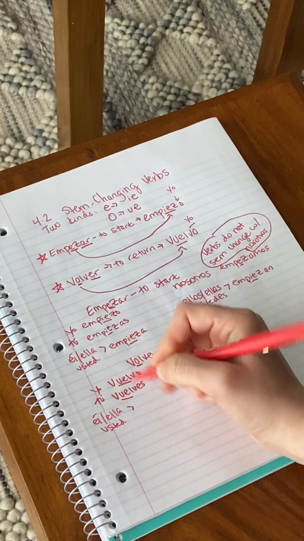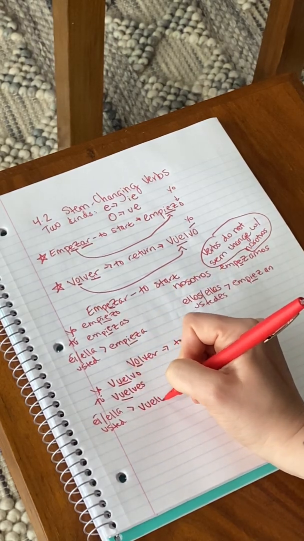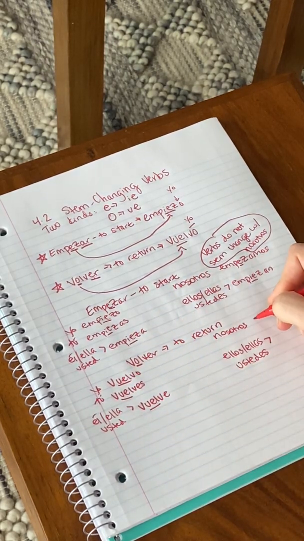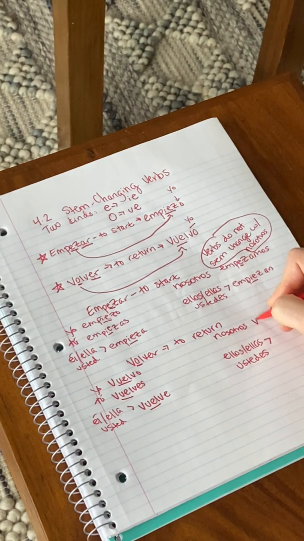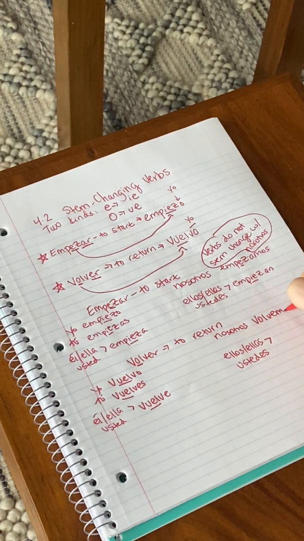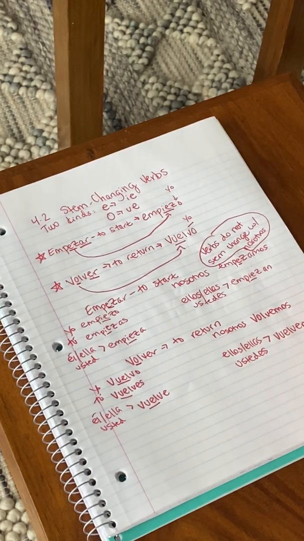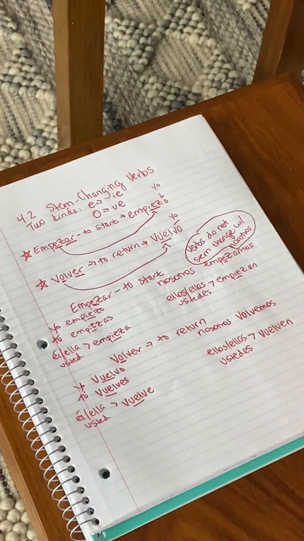Vuelves. Vuelve. Now, it does not change with nosotros, so we're going to keep the O. Volvemos. Does not change. Vuelven. Okay? All right, so that's how you change the stems.